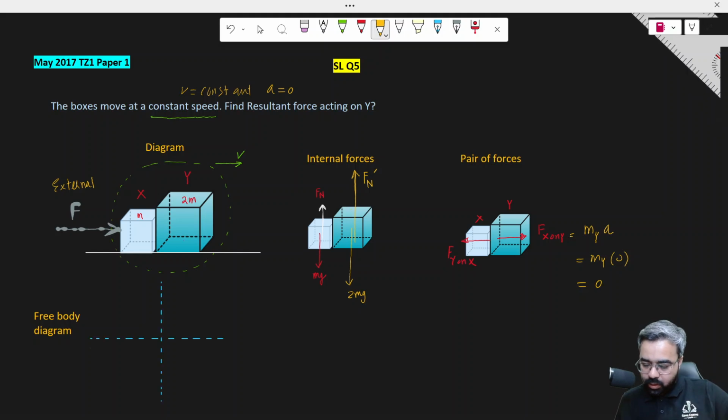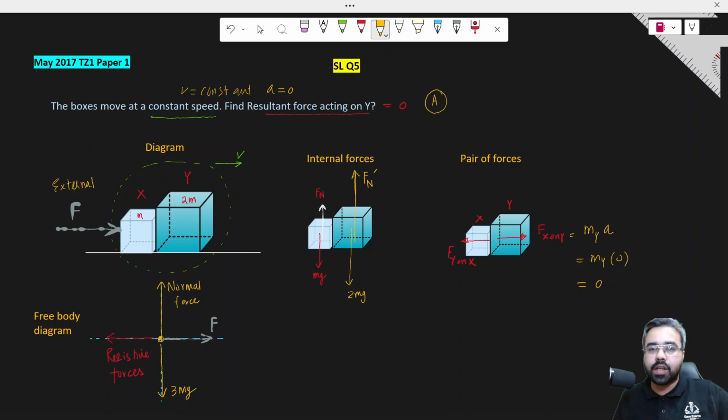Now if this represents the whole system, then this is a total force applied on the system to the right side. And if it is moving with a constant speed, then there must be an equal amount of force applied to the left side, which should be some kind of resistive force. It can most probably be the frictional force, which is not mentioned in the question. So what we finally find out is that the resultant force exerted on Y is equal to 0. For this reason, option A is the right answer, which says 0 newtons.